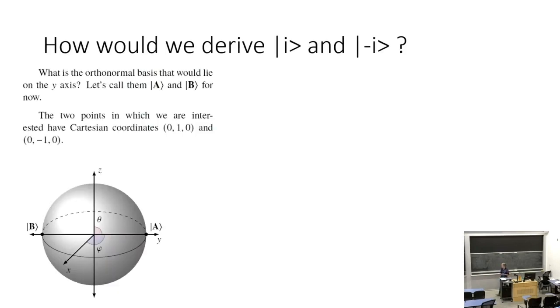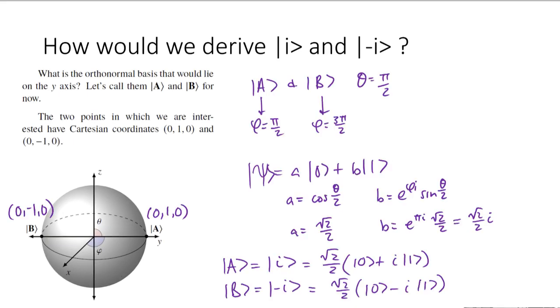So one thing that we might want to do is express the form of these states that are on our x or y axes, plus and minus, or I and minus I, in terms of our 0 and 1 states. We could do this for any orthogonal pair of points in our Bloch sphere, but let's do it for I and minus I for fun. Okay, we have 2 points that we're interested in, in our Cartesian coordinates. So we have A, which is 0, 1, 0, and we have B, which is 0, minus 1, 0.